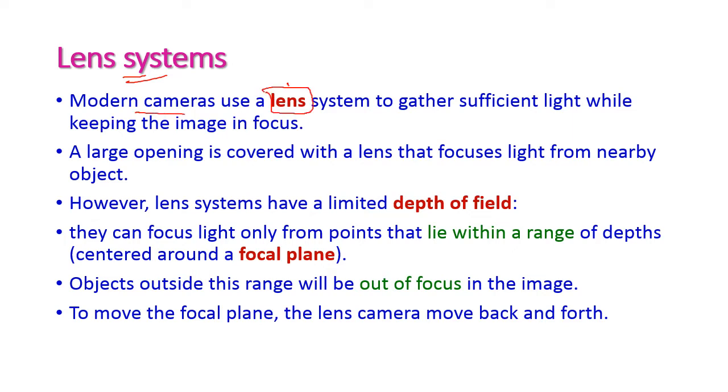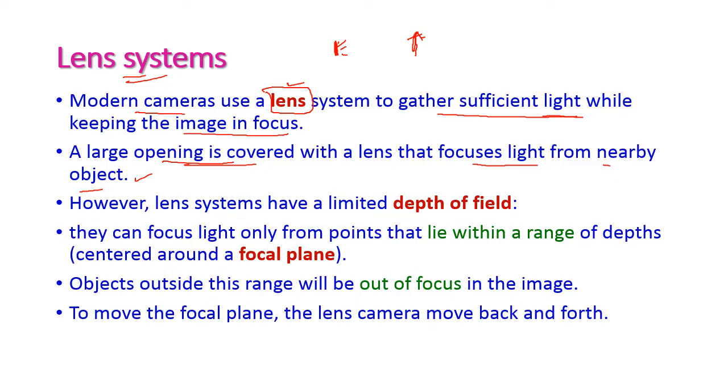Here the lens system is used to gather sufficient light while keeping the image in focus. This is the lens here and the object is here. By using a lens we can easily focus this particular object. Here the large opening is covered. The lens has a large opening so that more light intensity will go through the lens, so that it will easily focus on a nearby object.